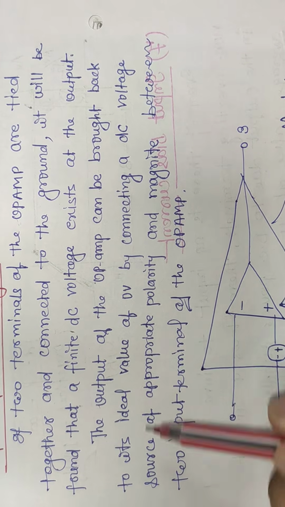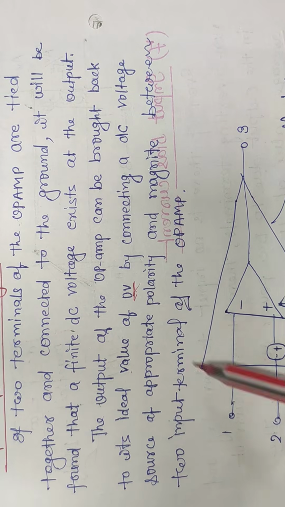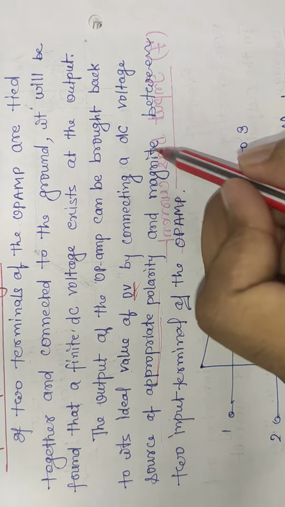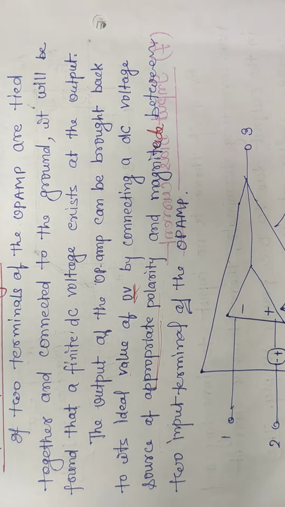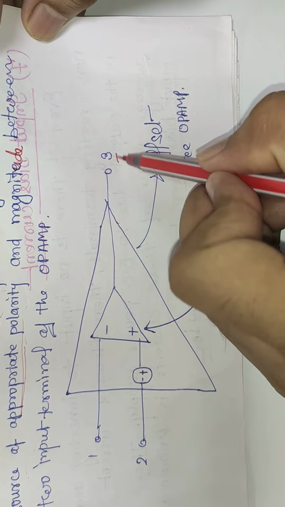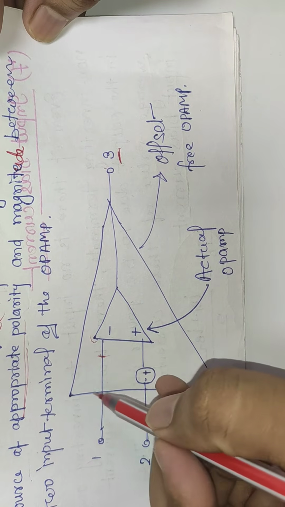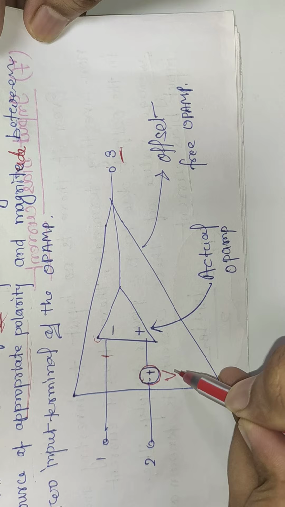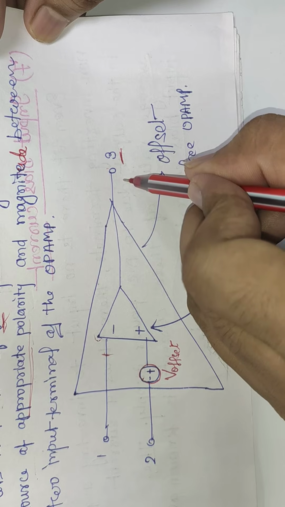So this output voltage can be brought back to its ideal value 0 volt by connecting a DC voltage source at appropriate polarity and magnitude between the two input terminals of the op-amp. Okay. So what happens, that output is this one. These are two inputs of the op-amp. This is the actual op-amp, and I am applying an additional voltage V DC, some DC voltage. This is called offset voltage to make output voltage 0.